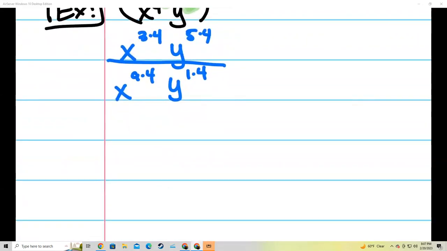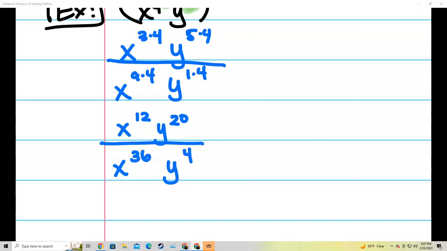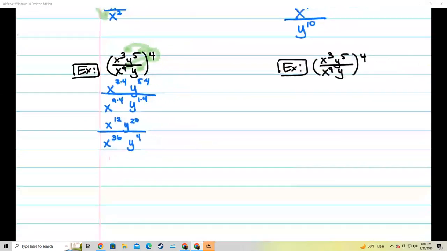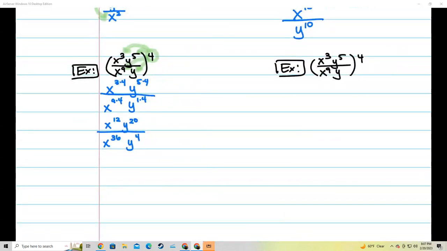All right, when I do that, let's go ahead and multiply these. This becomes x to the 12th, y to the 20th, over x to the 36th, y to the 4th. I think you should start getting the hang of this. So I'm not actually going to write the subtraction. I am going to write what it is, though. So 12 minus 36. When you do that, you get a negative 24.